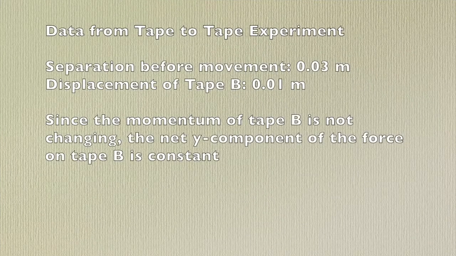And now for the data from the tape-to-tape experiment. So the separation before movement was 0.03 meters between the tapes. The displacement of the tape after movement was 0.01 meters. To answer one of the questions from the lab manual, since the momentum of tape B is not changing, the net Y component of the force on tape B is constant.